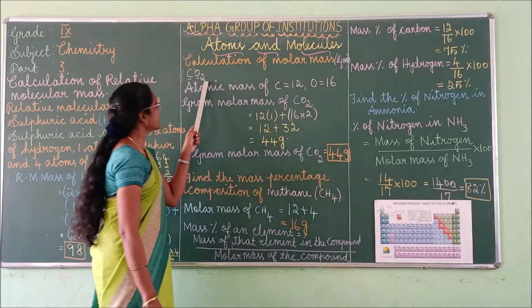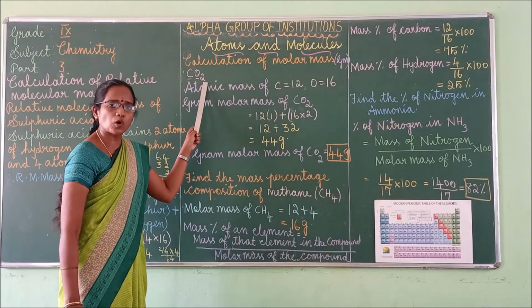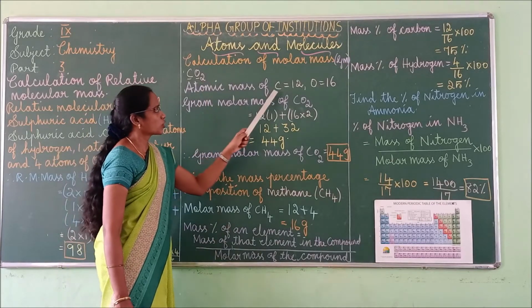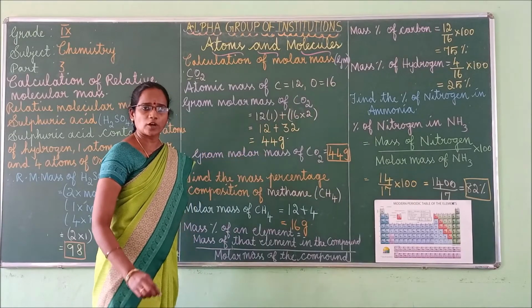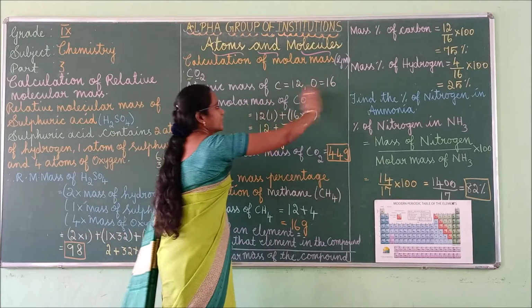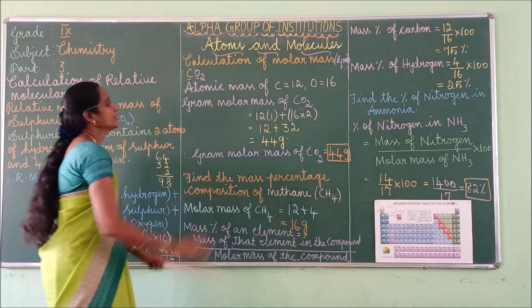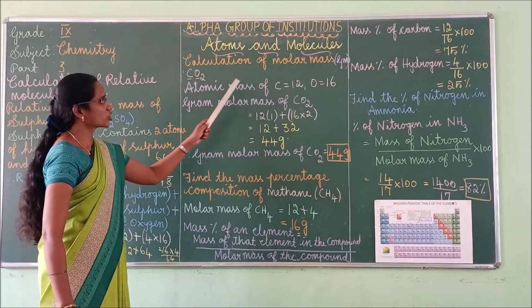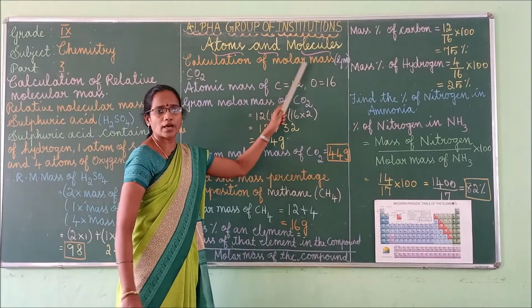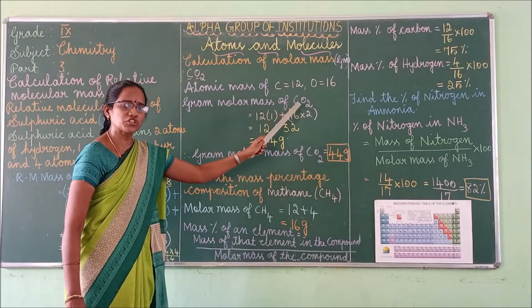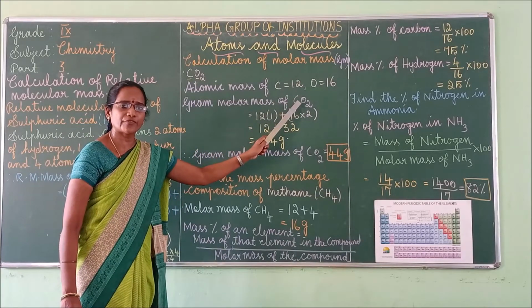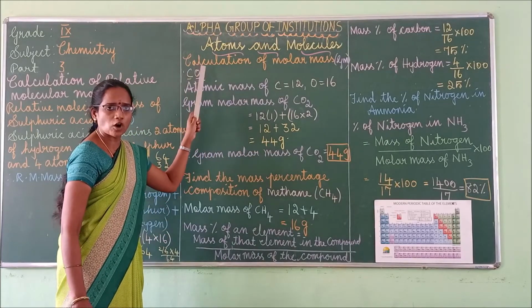How many oxygen atoms are present here? 2 oxygen atoms, right? So carbon atomic mass is 12, oxygen atomic mass is 16. This is the first step, right? So next step, we have to calculate the gram molar mass, isn't it? Gram molar mass of which compound are you going to find out?